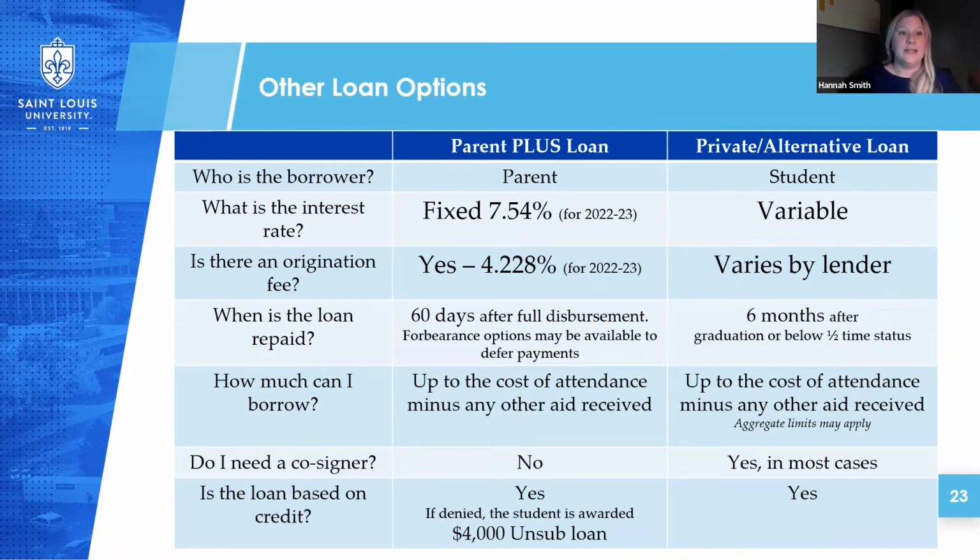If the parent is denied for a Parent Plus loan based on their credit, the student can then be awarded an additional $4,000 in unsubsidized loan eligibility that will get them up to that independent loan limit for independent students. So if parents are unable to secure a Parent Plus loan based on their credit, students have a little bit more wiggle room in that federal direct student loan.